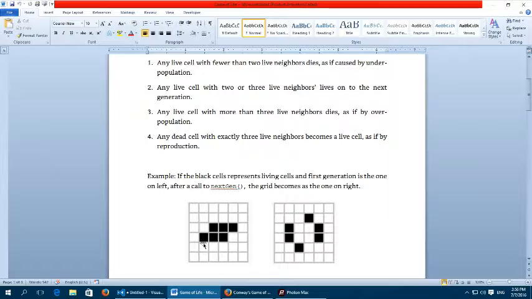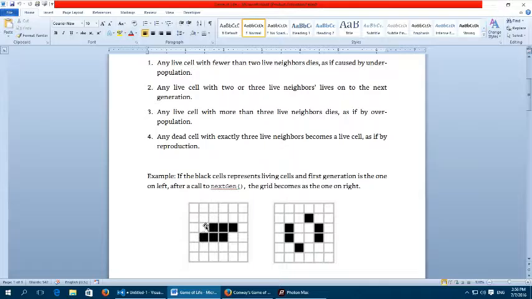Like you can see this. In its 8 adjacent blocks, it has only 2 other live cells, so it can go to the next generation. You can see it went through to the next generation. And the third rule is that any live cell with more than 3 live neighbors dies as if by overpopulation. And it is the case for all these 4 cells. This cell has 4 adjacent live cells also, so it died in the next generation.